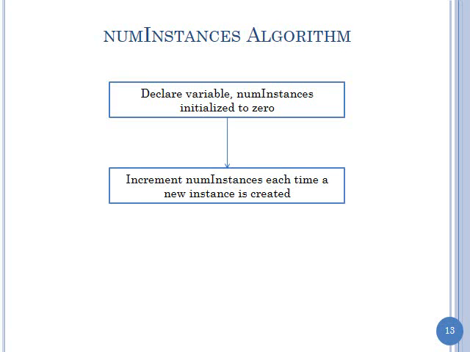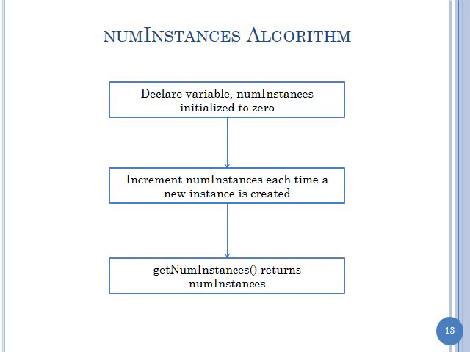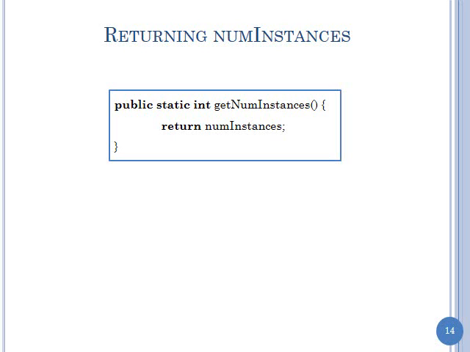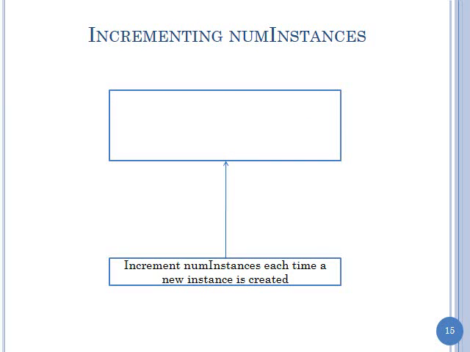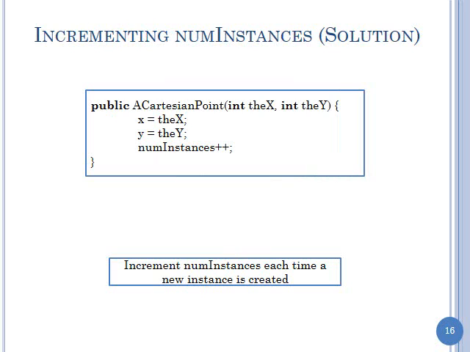Okay, so you would just increment num instances each time a new instance is created, and get num instances would be a static method, a class method. So this is our get num instances, and it returns num instances. So this is a class property now. So classes can have properties also, just as objects have properties. And what you would do is basically in the constructor, you would increment num instances.